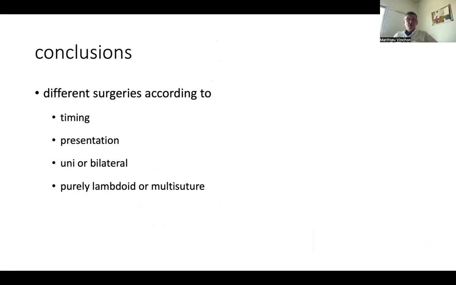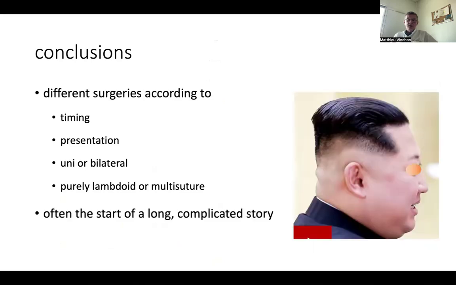So in conclusion, we see that we have different possibilities for surgery according to the timing of surgery, the age of the patient, the presentation, whether the synostosis is uni or bilateral, whether the synostosis is purely lambdoid or multistructural, and we have to anticipate that the lambdoid synostosis is only the start of a long, complicated story.